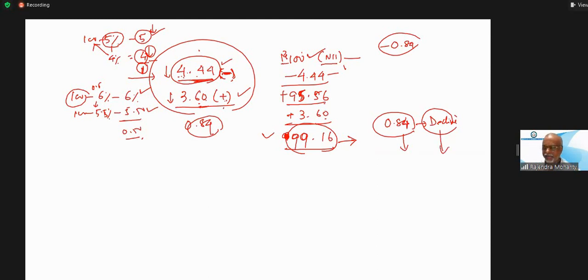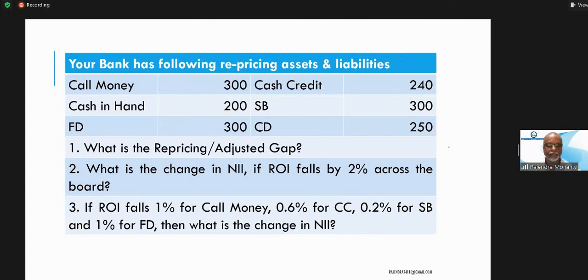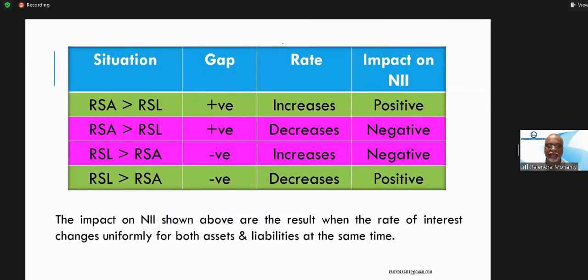That is the answer. Okay. Sir, please show that table, sir. Which table? That RSA is greater than RSL table. That table is only applicable if the rate of interest fall is uniform. So for the second question, this is applicable.